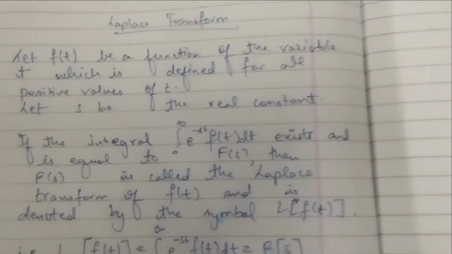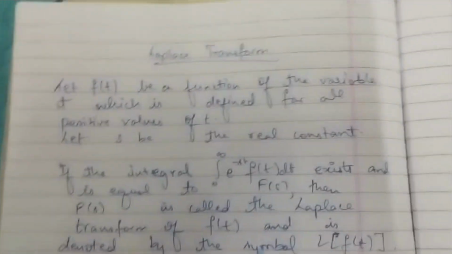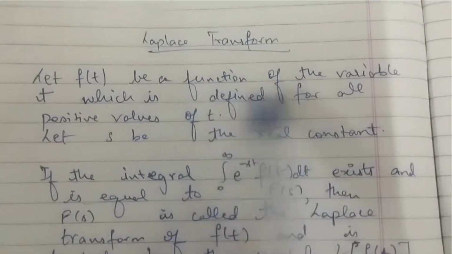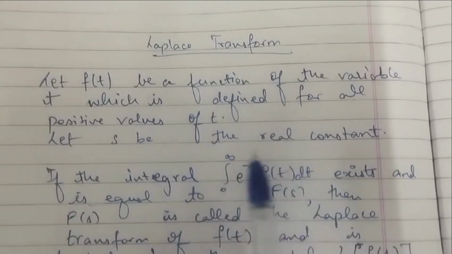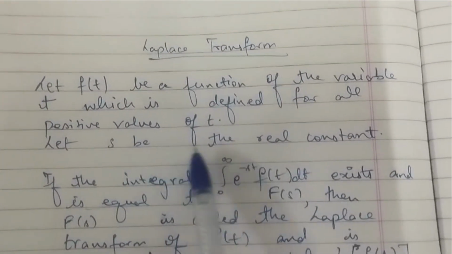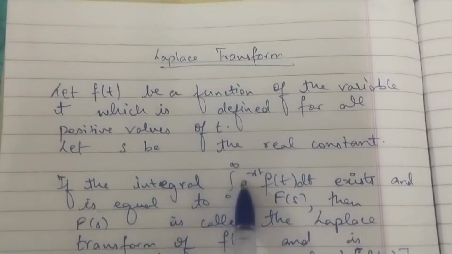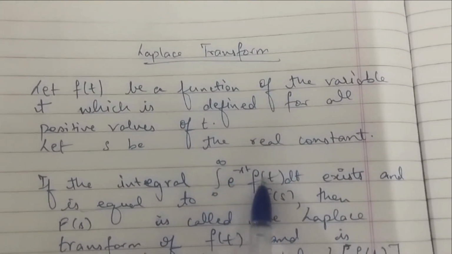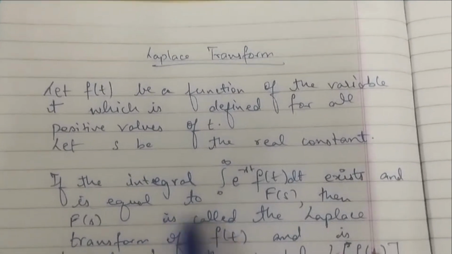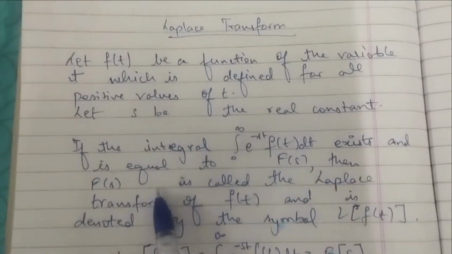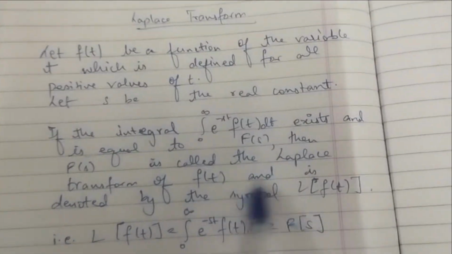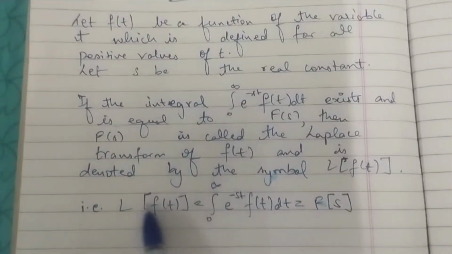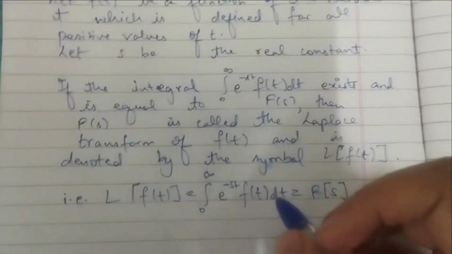So a simple definition of Laplace transform is, let's say we have a function f of t of the variable t which is defined for all positive values of t. Let s be a real constant. If the integral 0 to infinity e to the power minus st f of t dt exists and is equal to F of s, then F of s is called the Laplace transform of f of t and is denoted by this symbol L of f of t. So this is how we write it.